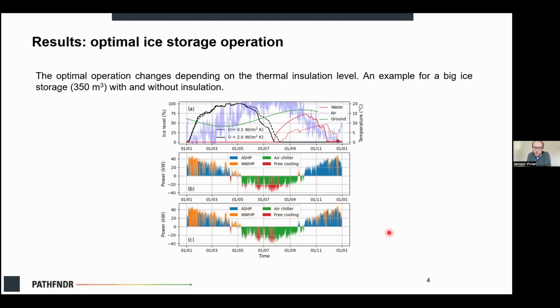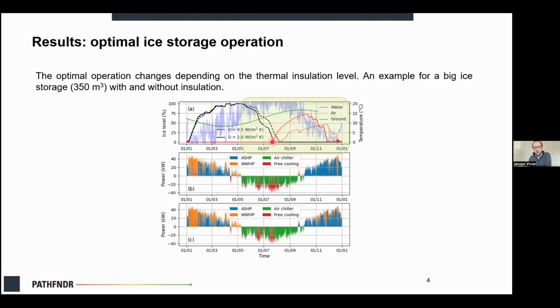Another interesting result is that the thermal insulation of the ice storage walls changes the optimal operation of the system. In fact, you can see that when you have an insulated storage that corresponds to the dashed line with 0.5 watt per square meter Kelvin, we don't use the sensible part of the storage as much as in the case with 2 watt per square meter Kelvin.